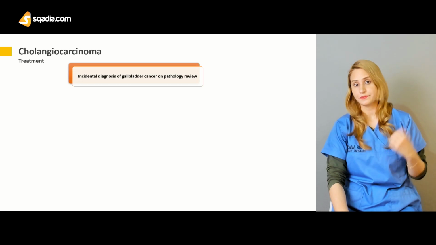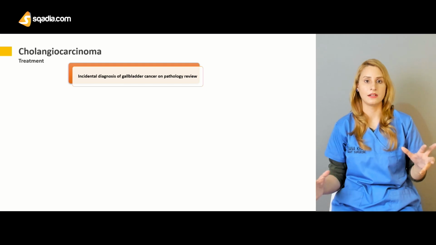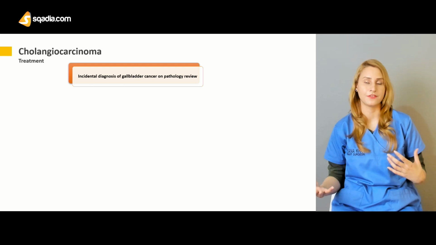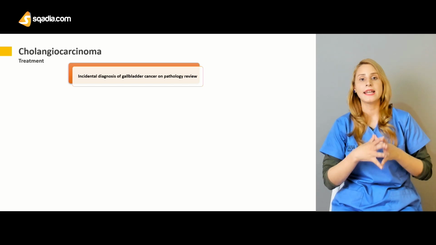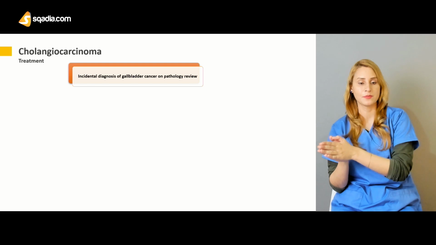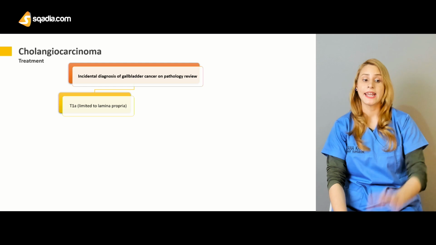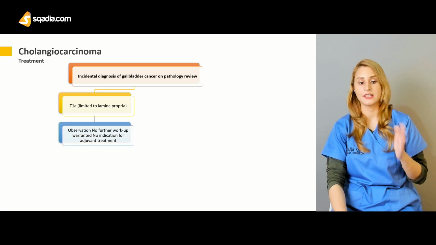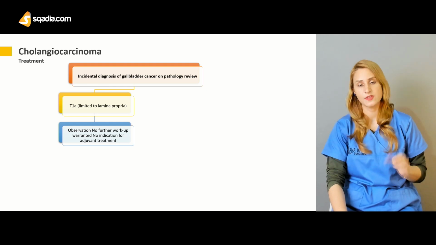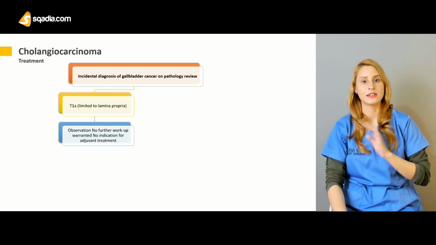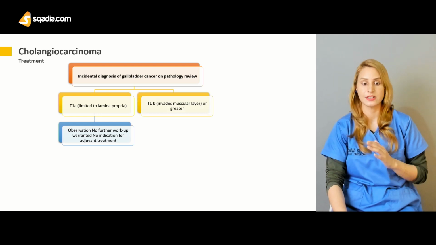Now, another important thing is, if you were doing a cholecystectomy and there was no identifiable mass, or you were just thinking that there was a polyp, and then you send this specimen for histopathology and get an incidental diagnosis of gallbladder cancer on pathology review. And if it's limited to the lamina propria, that's T1A, then just observe. No further workup is required. Just observe and call for proper follow-ups, like every 6 months. So there is no indication for adjuvant treatment.